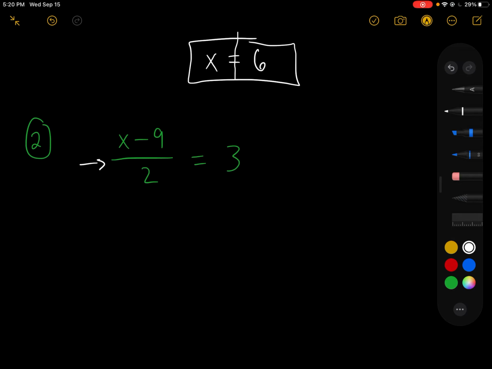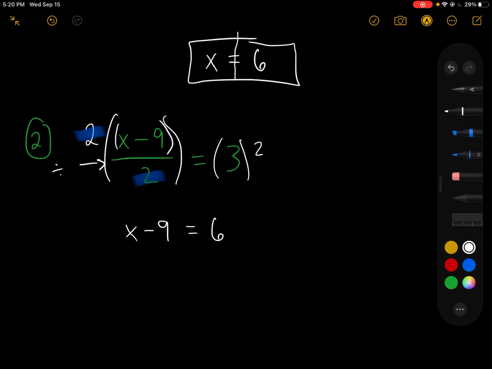The fraction bar does mean division, so we can view this entire quantity, x minus 9, as being divided by 2. So how do we get rid of that? Well, we do the opposite. Instead of dividing, let's multiply. So if we multiply by 2 here, that means we have to multiply by 2 here. So on the left side, 2 divided by 2, so there's 2 on top and the bottom. 2 over 2, or 2 divided by 2, is just 1. So that simplifies to 1, or just leaves us with 1 times x minus 9, which is just x minus 9. Over here, 3 times 2 is 6.